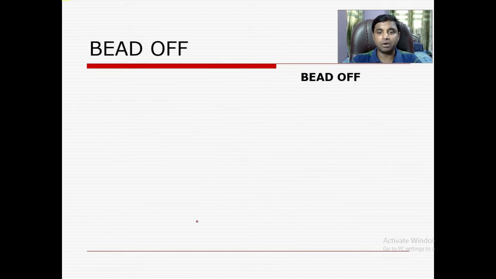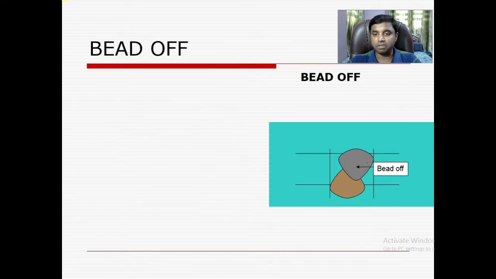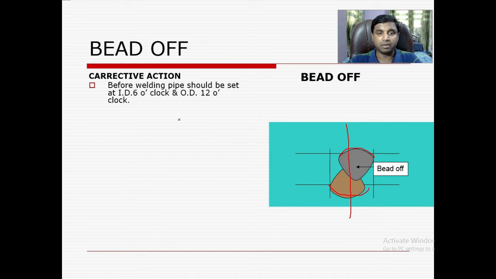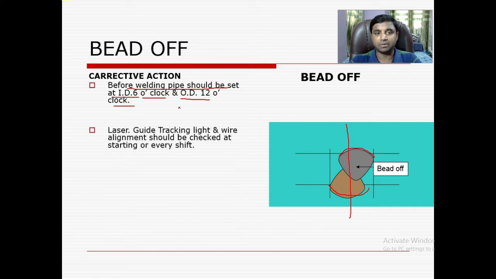Now we'll go to the bead off. What is bead off? Bead off means mismatch. You see this is the outer side bead and this is the inner side bead. So this is the bead off. This is your axis. So the bead is coming one side, it's not in the middle. So what is the corrective action? Before welding, a pipe, this is very important, should be set with ID at 6 o'clock and OD at 12 o'clock. So ID should be at 6 o'clock and OD at 12 o'clock.